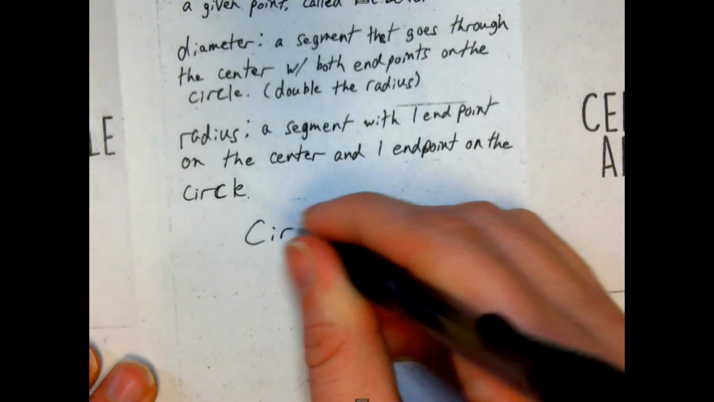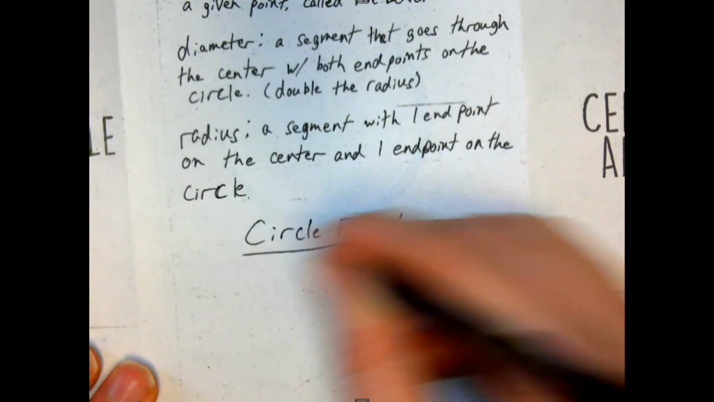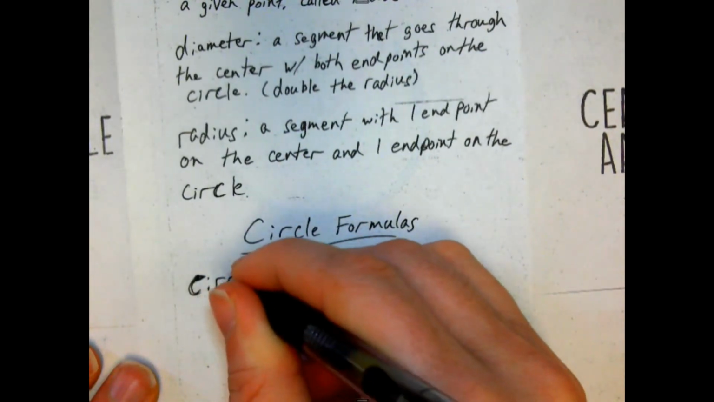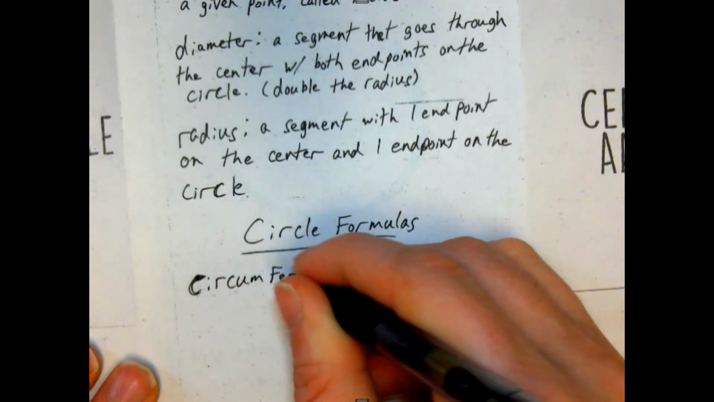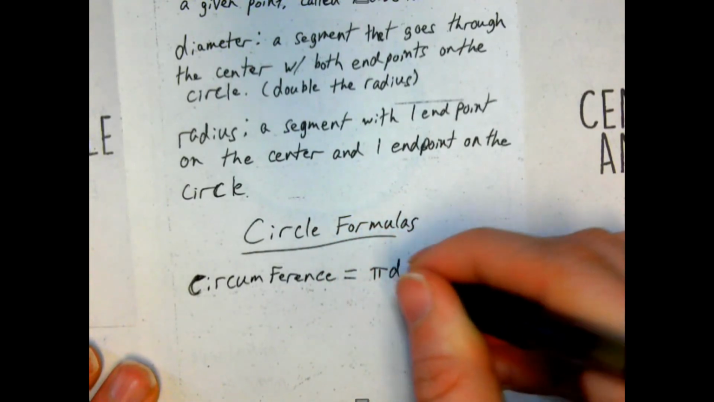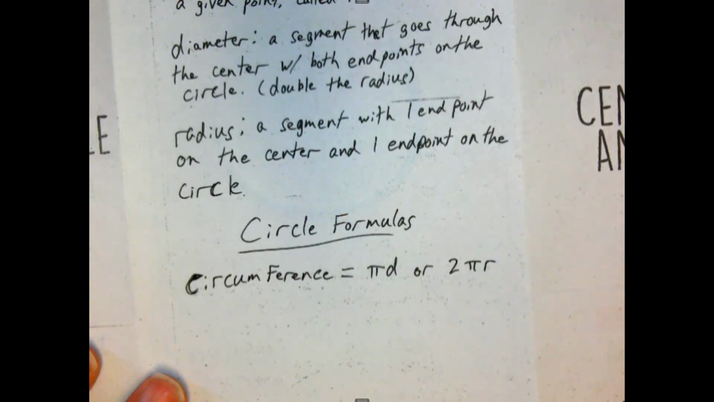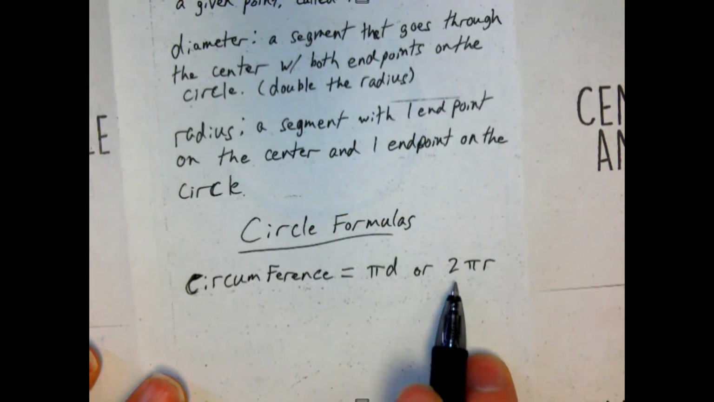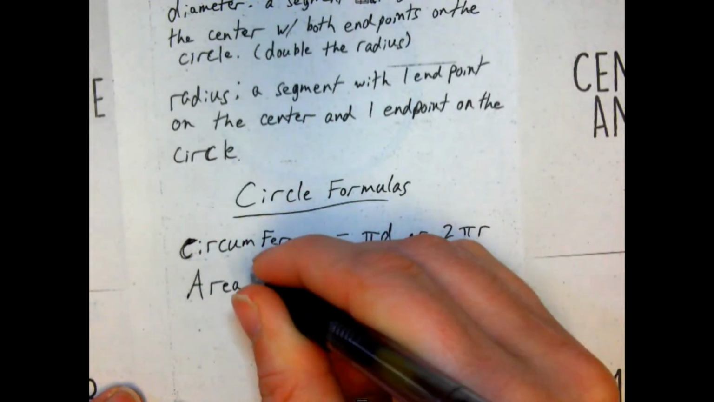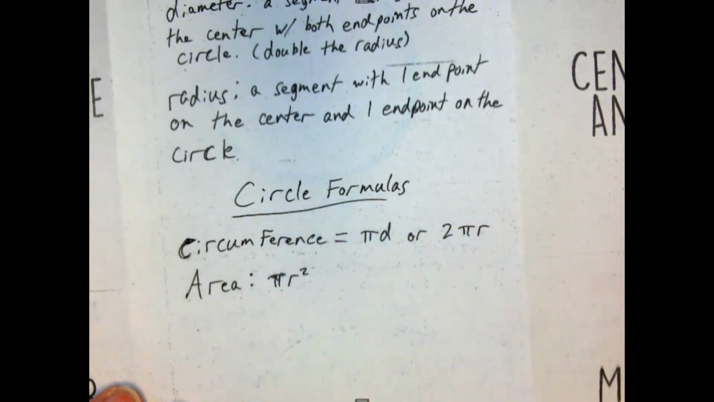Okay, circle formulas. Circumference. The circumference is the measure of the distance around the circle or the perimeter of the circle. Circumference equals pi times diameter or 2 times pi times the radius. Because remember, the radius times 2 equals the diameter. The area of a circle is pi times the radius squared.